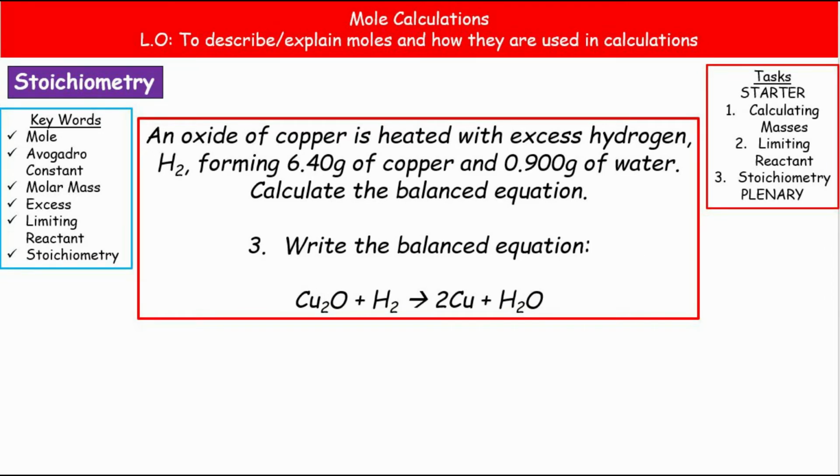The last thing we need to do then is write the balanced equation. So from the question we can see that our oxide of copper, Cu2O, is going to be heated with excess hydrogen, so Cu2O plus H2. And we're going to make copper, Cu, and water, H2O. So we write in just the symbols first of all from the question. Then we look back to what we just said. We said there's going to be 2 moles of copper to 1 mole of water. So all we need to do is put the 2 in front of the copper. And that's it. That's now a balanced equation.